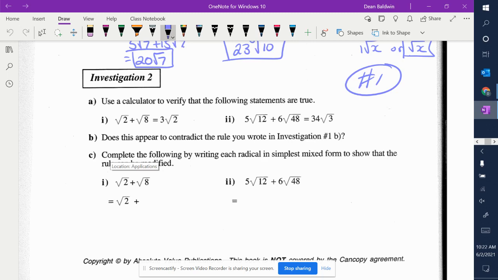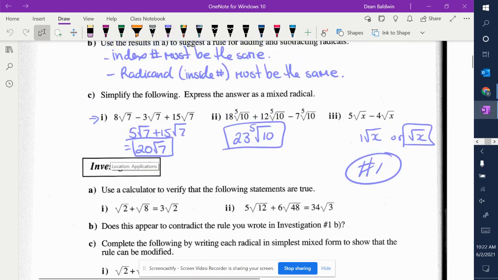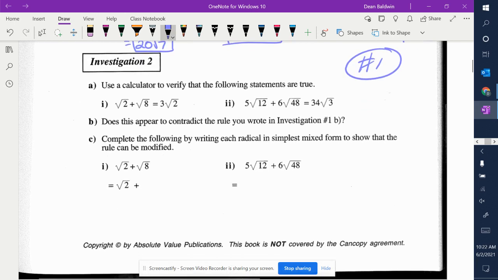So we've been adding and subtracting radicals when we have the same index number and the same radicand. So what if the index number is the same, but the radicands are different? What do we do? Anybody? Anybody have any ideas how I can add root 2 plus root 8?